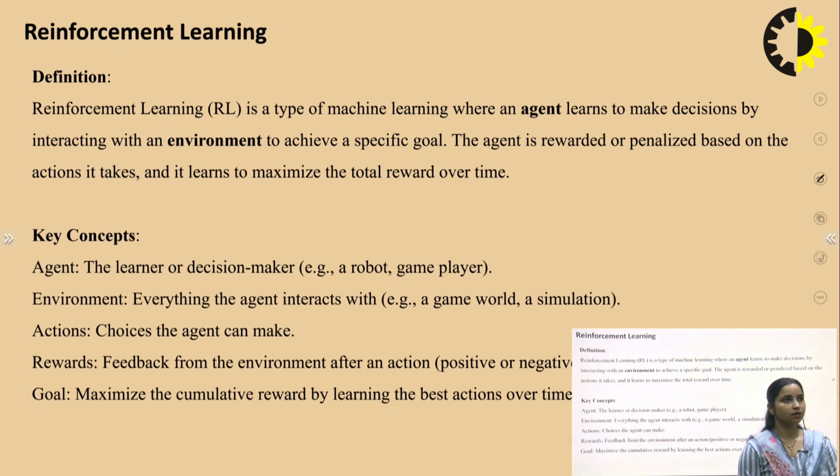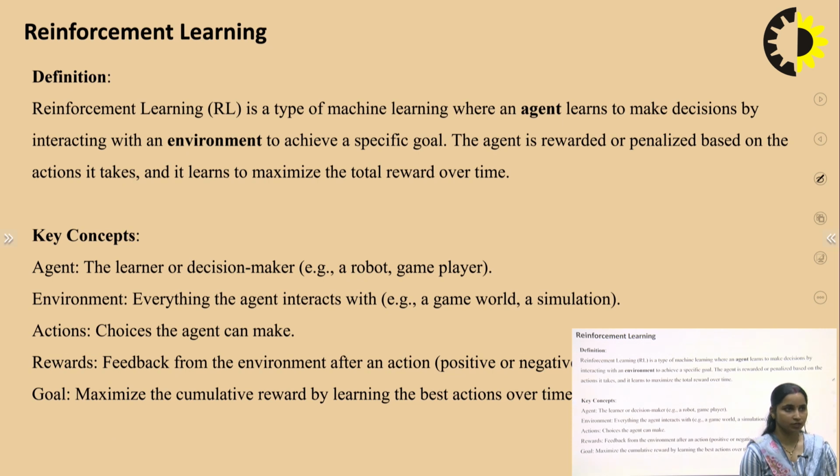Now comes the next part, that is reinforcement learning. So what is reinforcement learning? It is the type of machine learning where an agent learns to make decisions by interacting with the environment to achieve a specific goal. So here the agent is rewarded or penalized based on the actions it takes, and it learns to maximize the total reward over time. So what are the concepts here?